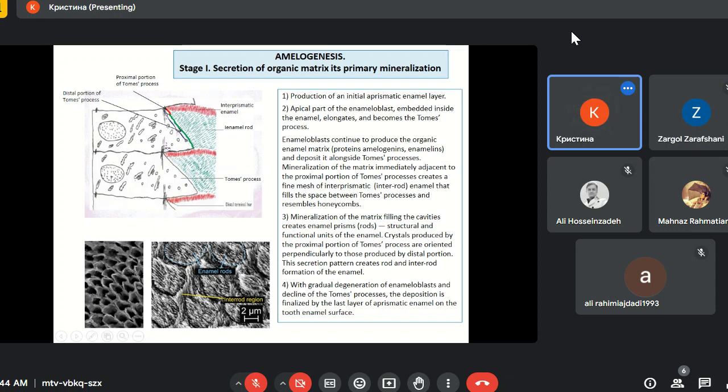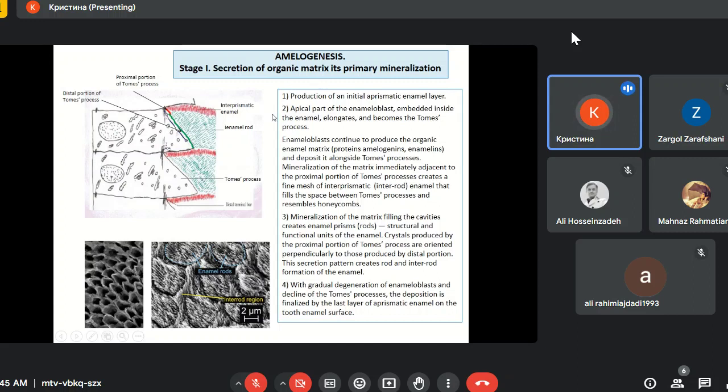So, first of all, the cells of the inner epithelium develop into ameloblasts, which are just elongated cells, and they produce an initial layer of aprismatic enamel. Aprismatic means it has no prisms in its structure. A means no. So the first layer, which is the most closely located to the dentin, consists of no enamel rods.